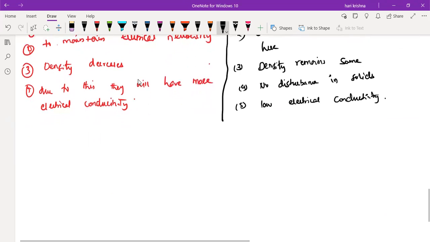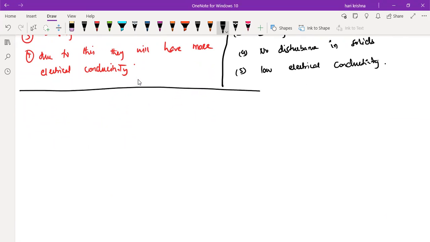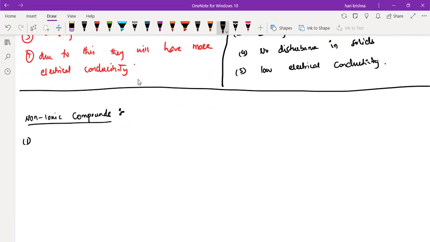Next, we'll go for the vacancy defect, that is, the non-ionic compounds. Next, non-ionic compounds. There are two defects. One is the vacancy defect. The next one is the interstitial defect. Till now you have studied this one, right? Okay. So non-ionic compounds will show two types of defects, the vacancy defect and the interstitial defect.